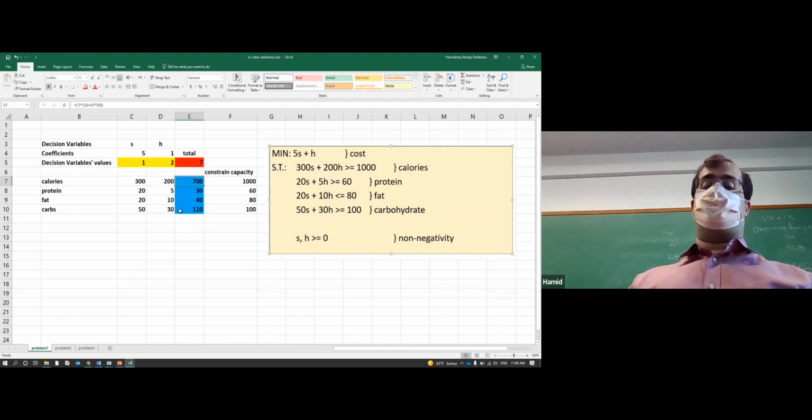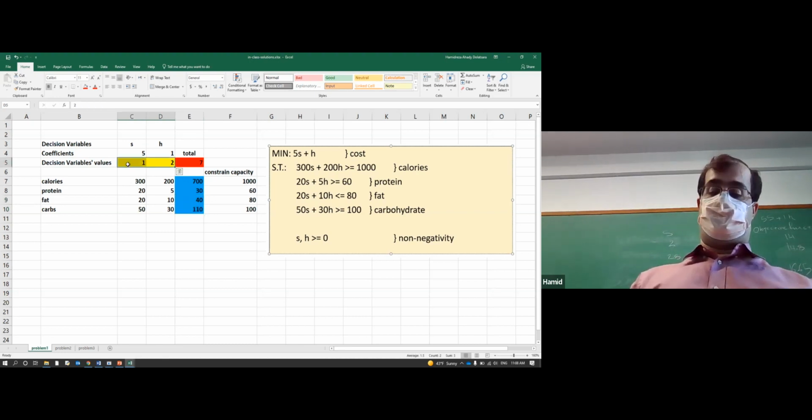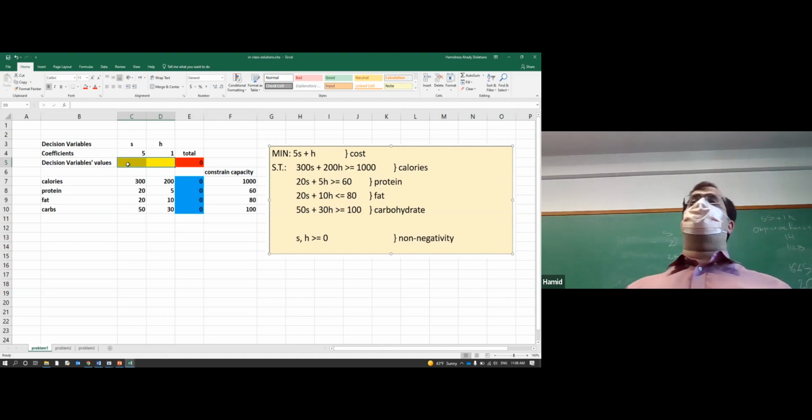So 1 and 2 change my objective function. Look at the first constraint. 1 times 300 plus 2 times 200. So it's 700. So does it satisfy my first constraint? No. So 1 and 2 is not correct. But also you can see the effect of the decision variable on each constraint too. Except for constraints 3 and 4, the remaining two are not satisfied. Let me delete them. If I delete them, everything is zero.